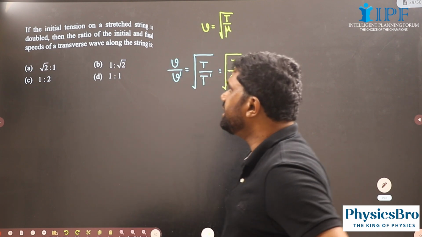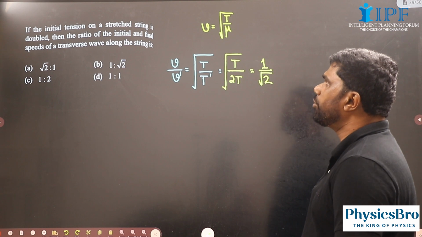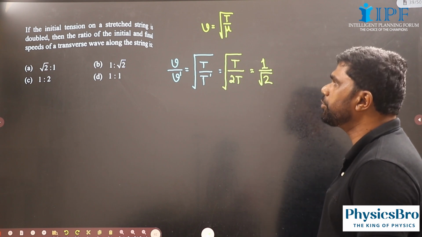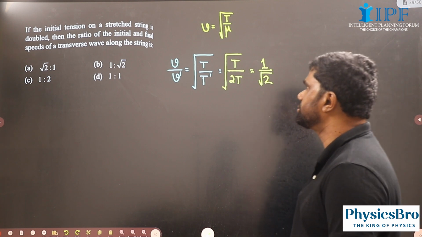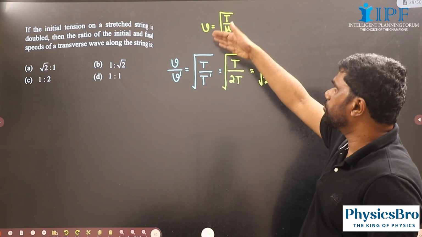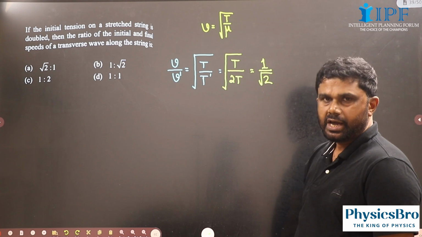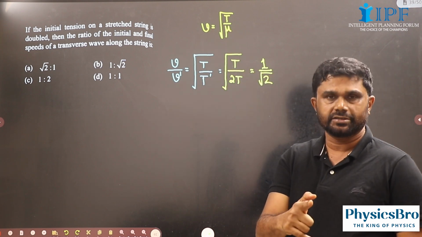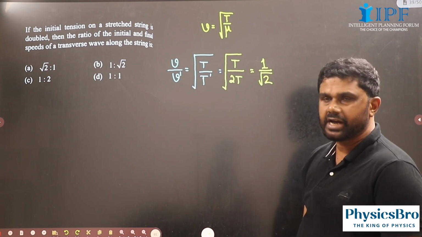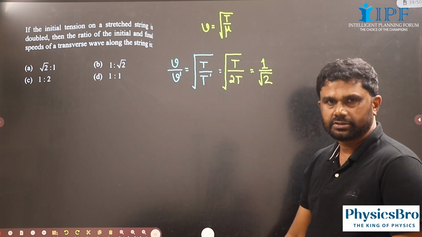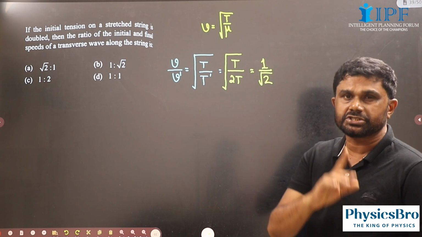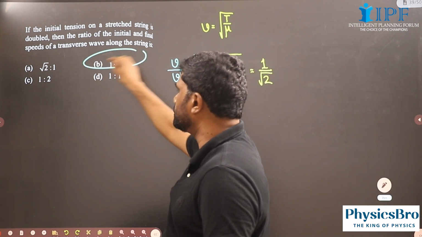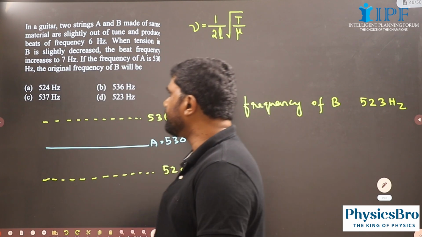Now let's see, if the initial tension on a stretched string is doubled, then the ratio of the initial and final speed of a transverse wave along the string is. See, V equals root of T by mu, and we can say velocity is directly proportional to square root of tension in the string. So V by V dash equals root of T by T dash. Final tension is twice the original tension, so it will be 1 by root 2. So the ratio will be 1:√2, this one. Now let's see what we have next.